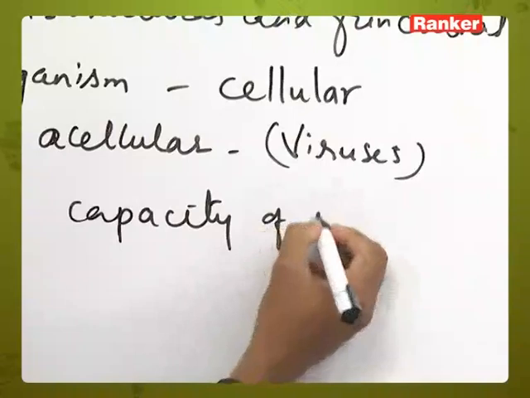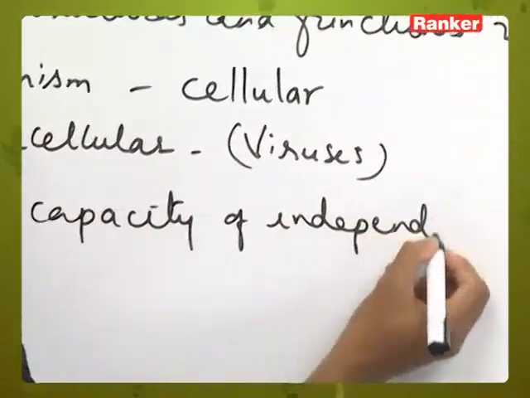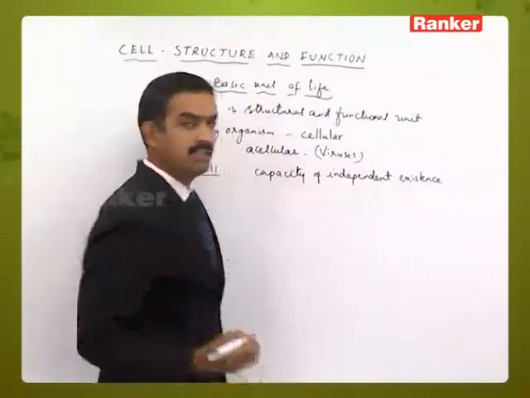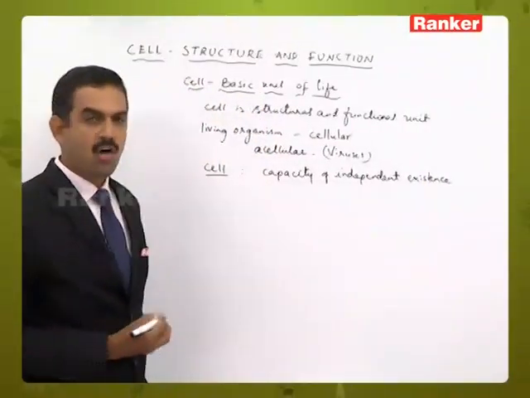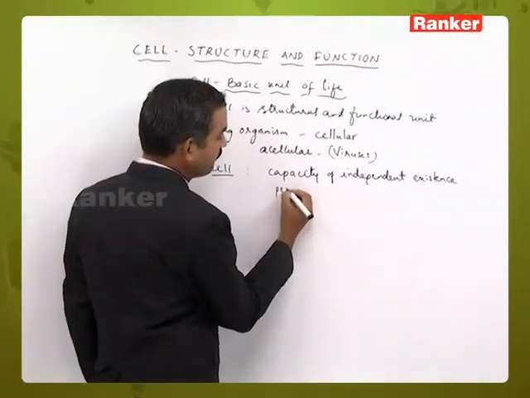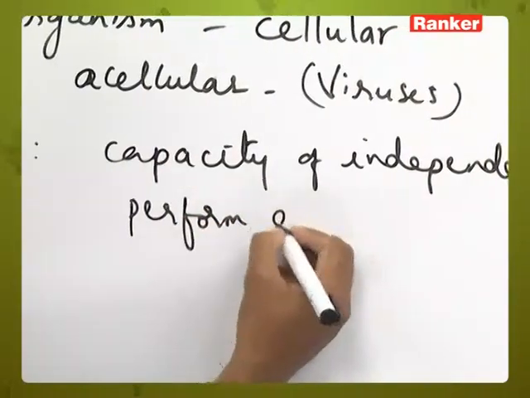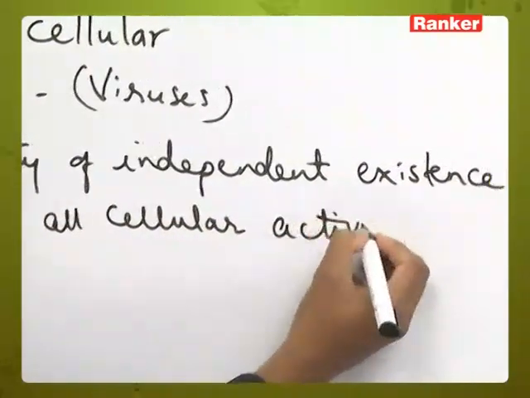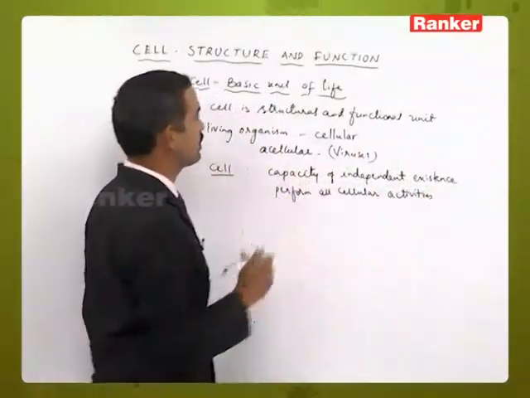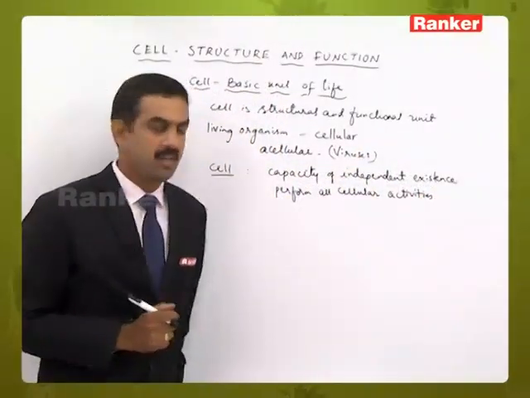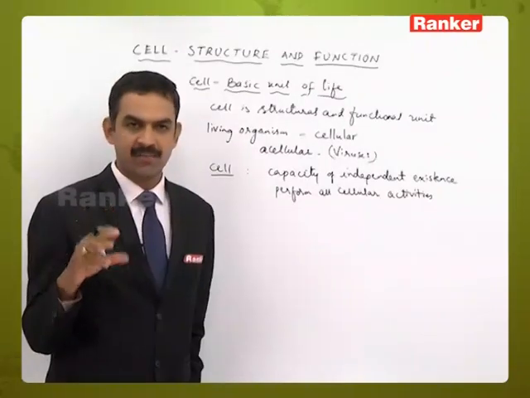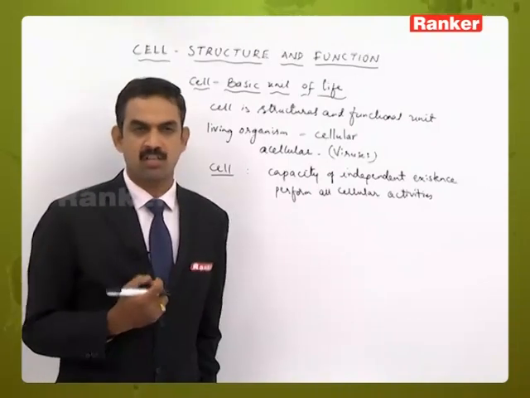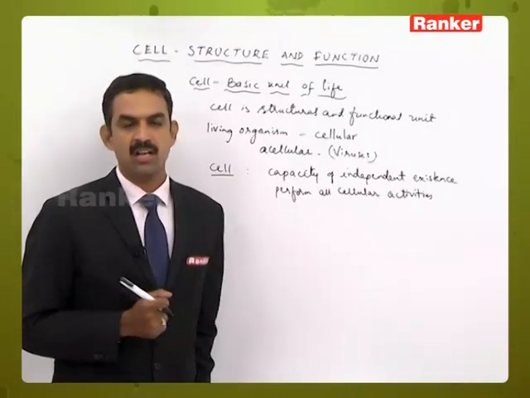Capacity of independent existence, and it is concerned with performing all the cellular activities: capacity to perform all cellular activities. Because of these two characters also, we can say that the cell is a basic unit of life, and cells are called the building blocks of a living organism. They have been organized to form a complete structure or complete body of a plant or an animal.